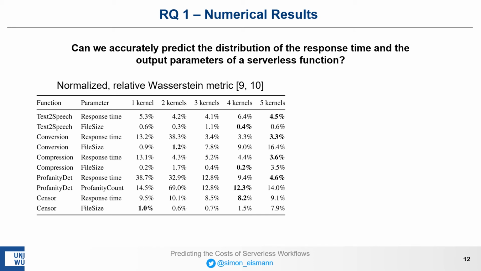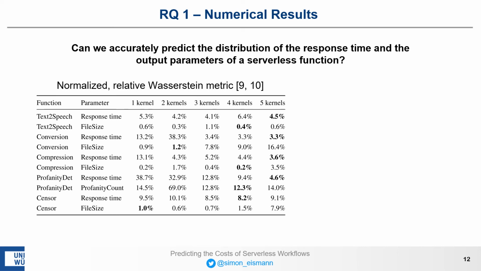The first question we had here is, what's an error measure we can use? Because now we're dealing with a predicted distribution and an observed distribution. What we used here is the normalized relative Wasserstein metric, which is pretty much the MAPE, so mean absolute percentage error, but adapted to distributions. So in this table here, all these percentage values are basically the percentage error of our prediction.